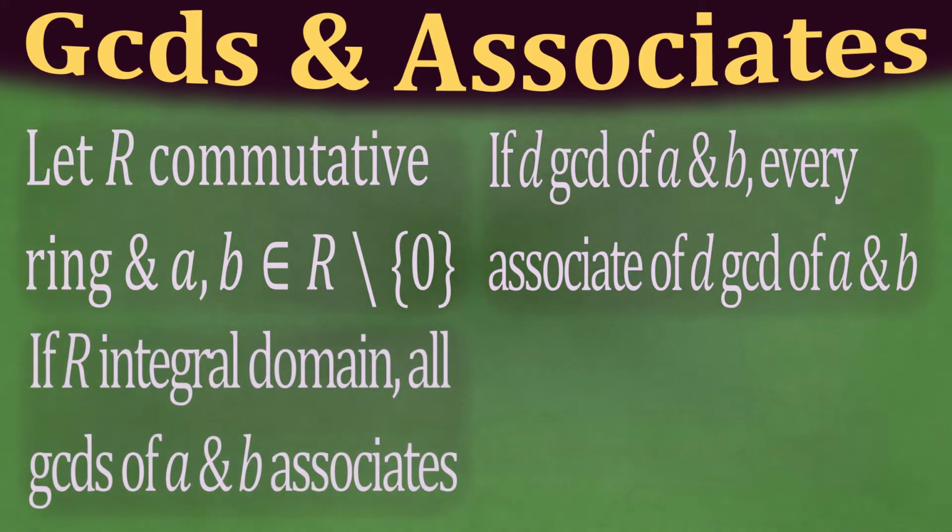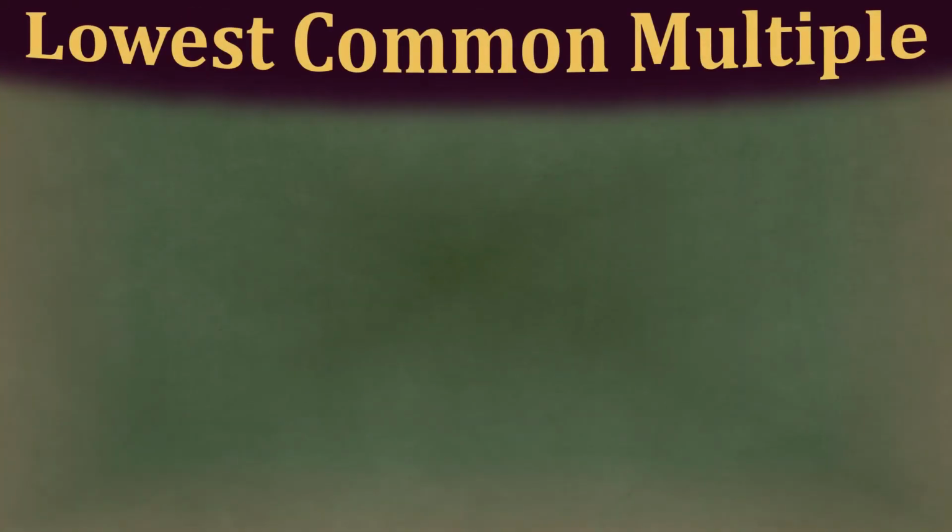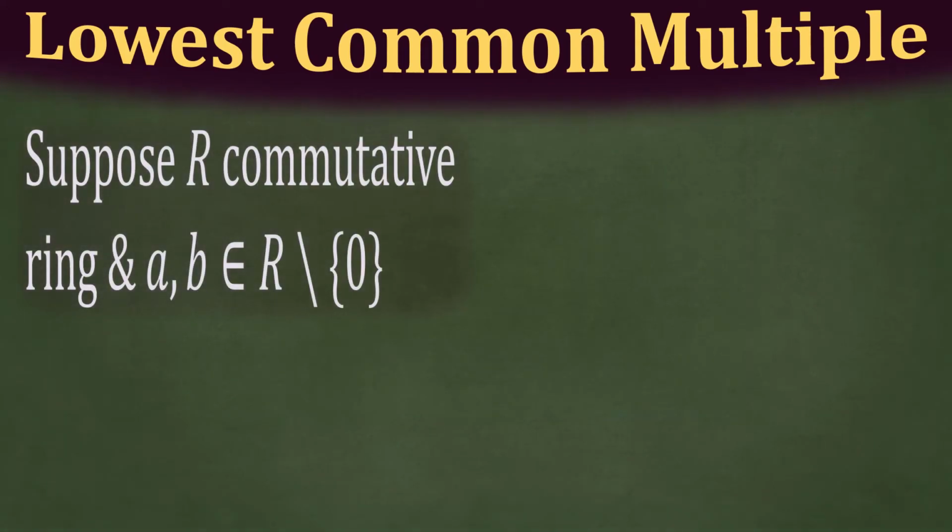If R is an integral domain, then all GCDs of A and B are associates. Then, let's define the lowest common multiple. Suppose R is a commutative ring and A and B are in R without 0.